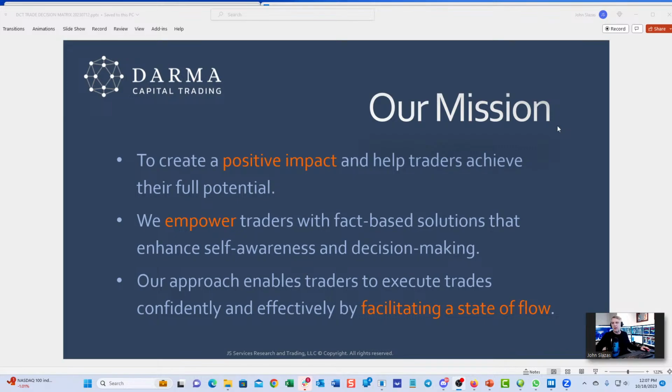And the goal with Dharma Capital Trading is to make a positive impact on traders to help them achieve their full potential. We're here to empower you with our fact-based solutions, and by doing this, we're going to help enhance your awareness and your decision making. Ultimately, this is going to improve your confidence and help you get into a state of flow. And that's what it's all about.